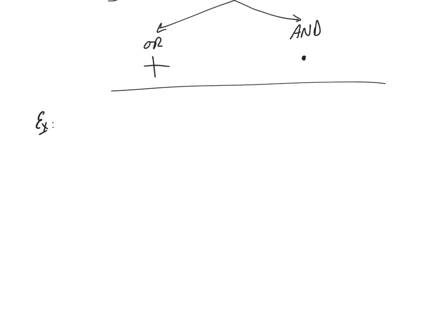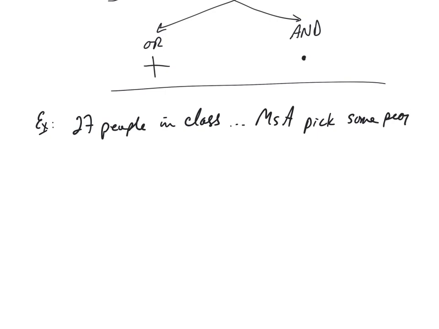Now, in our class, I'm going to get out our class list here. We have 27 people left in our class. Now, what I'm going to do is make up a scenario where Miss Anderson comes down into our classroom and needs to pick some people to help her with a project. So Miss Anderson is going to pick some people from our class.